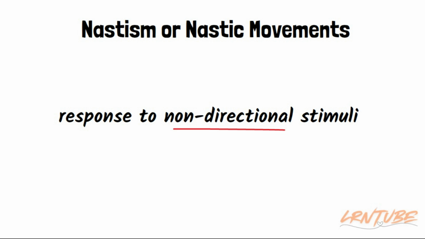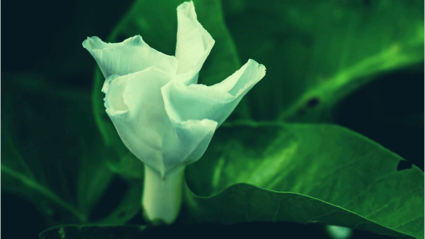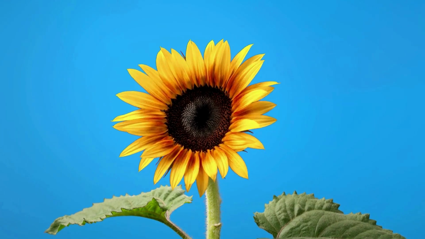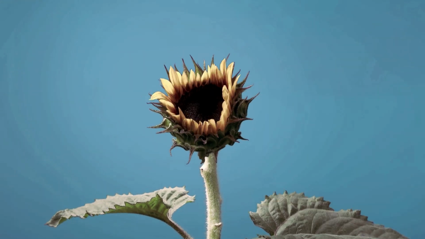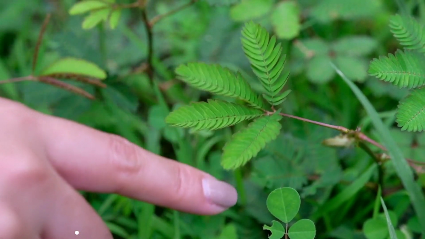Examples of nastic movements include closing of the morning glory flower when the light intensity is low, opening of petals of sunflowers during the day and closing during the night, and the folding of leaflets of the mimosa plant when it is touched.